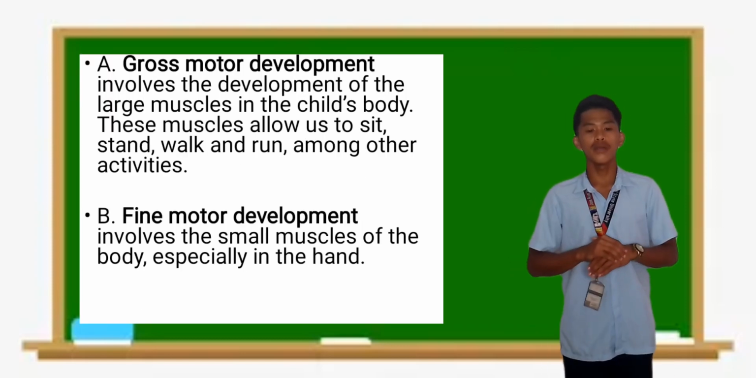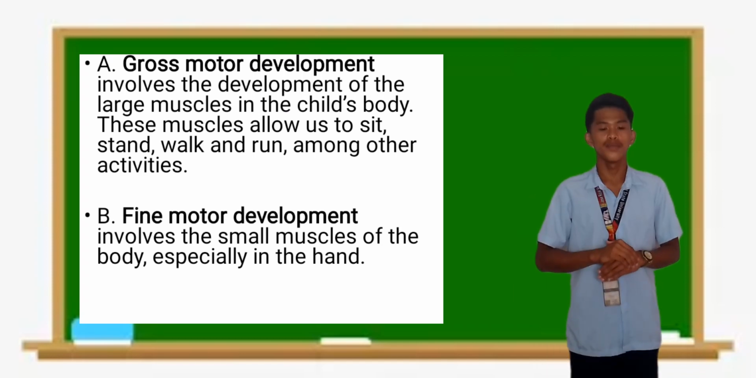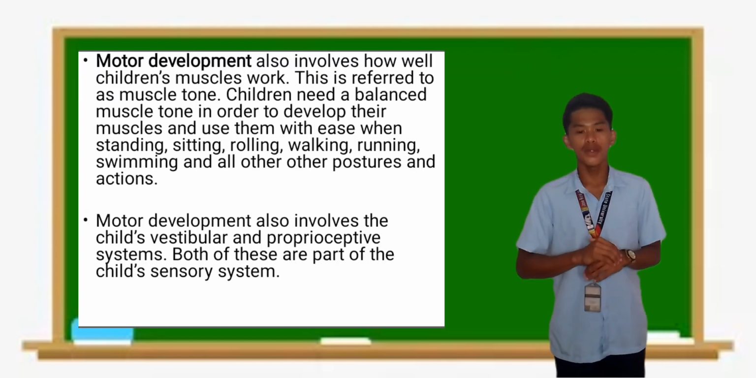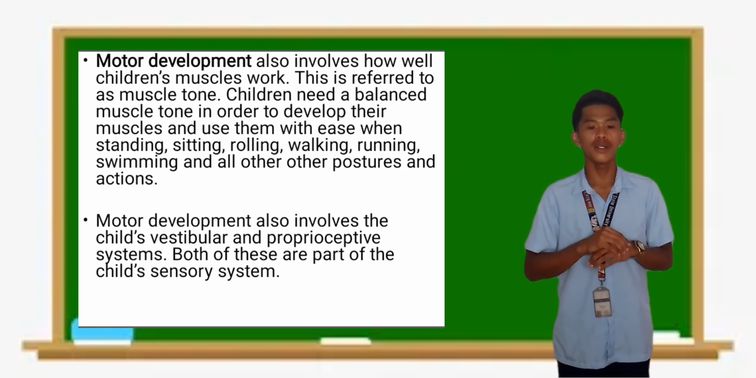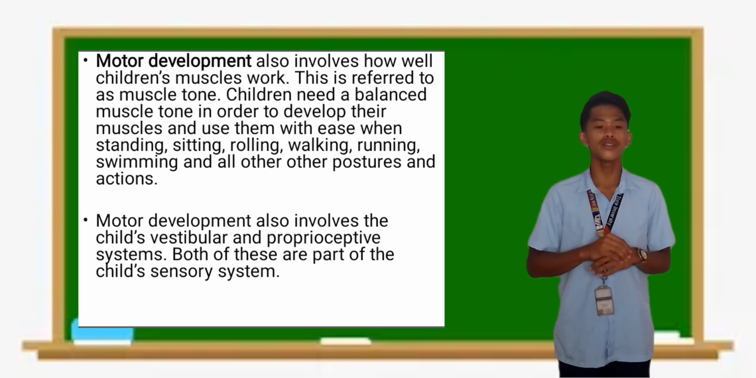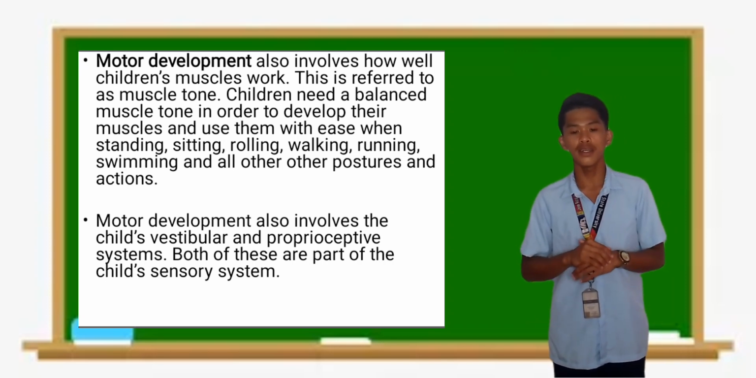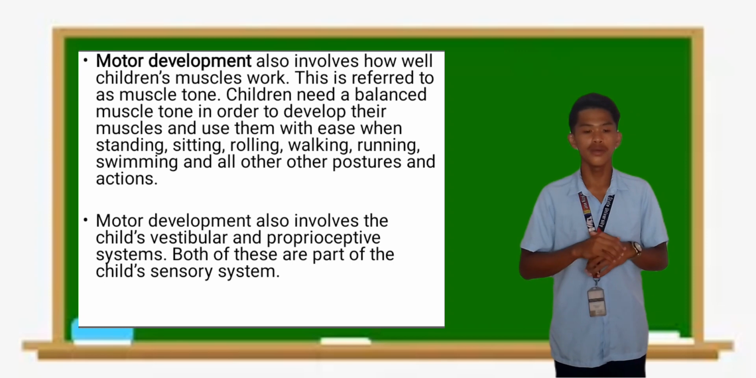A. Gross motor development involves the development of the large muscles in a child's body. These muscles allow us to sit, stand, walk, and run, among other activities. B. Fine motor development involves the small muscles of the body, especially in the hands. Motor development also involves how children's muscles work. This is referred to as muscle tone. Children need a balanced muscle tone in order to develop their muscles and use them with ease when standing, sitting, rolling, walking, running, swimming, and all other postures and actions.